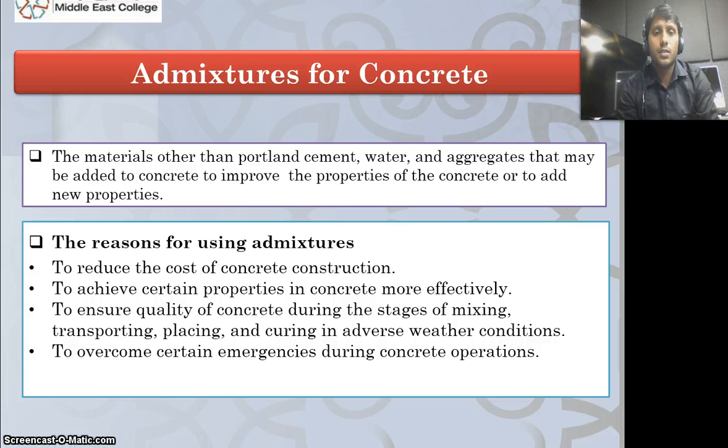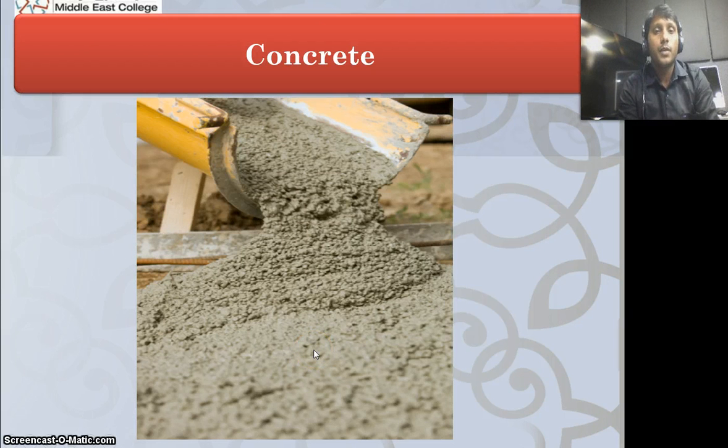What are admixtures? As I told you, the materials other than Portland cement, water and aggregates that may be added to concrete to improve the properties of the concrete or to add new properties. This is the main importance of admixture. So please read this, what are the reasons for using admixtures. I'm expecting one of the students to be able to explain what are the reasons for using admixtures. Yes.